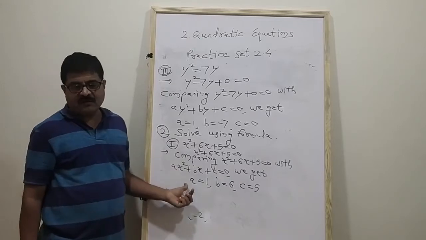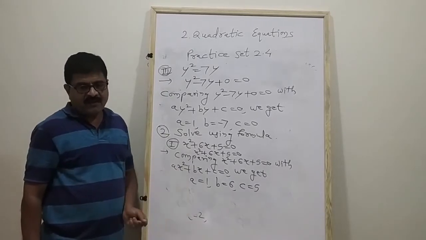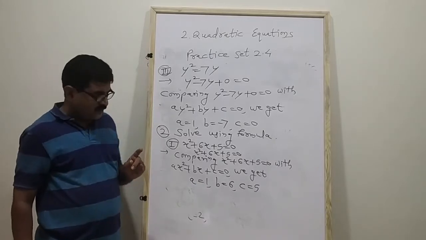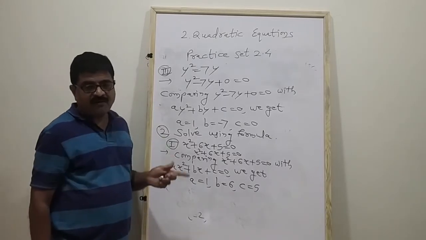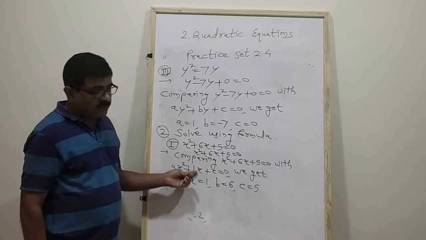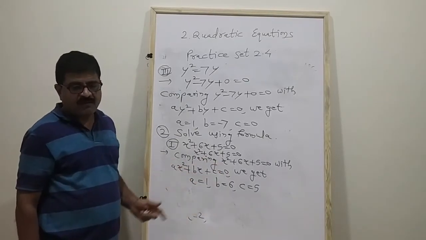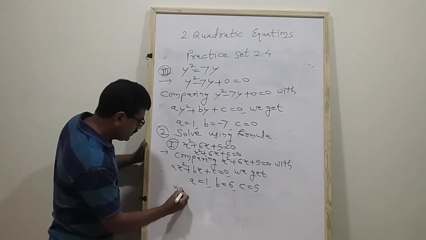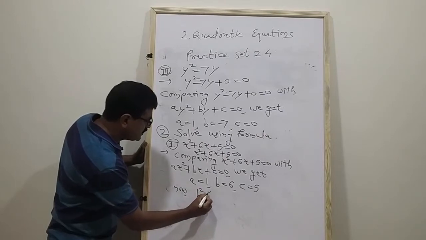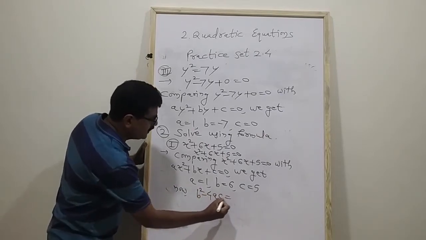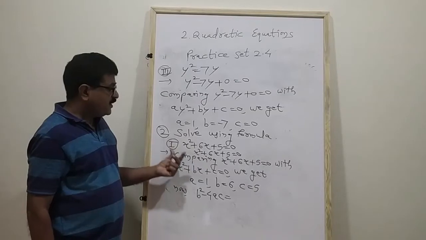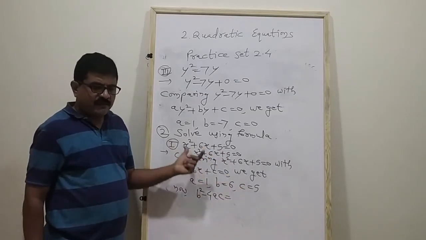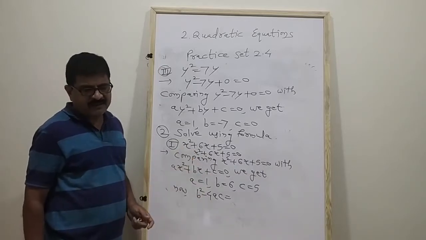Now these are the values of a, b, c. Now write down in formula, we have to find the value of b square minus 4ac. From this, first we find the value of b square minus 4ac. First step, find the values of a, b, c. Second step, find the value of b square minus 4ac.